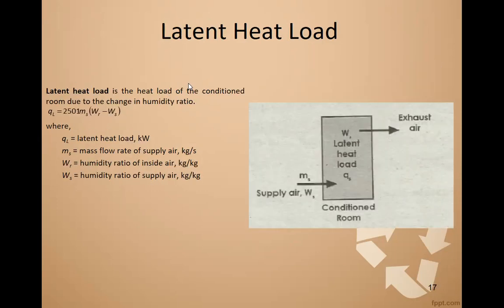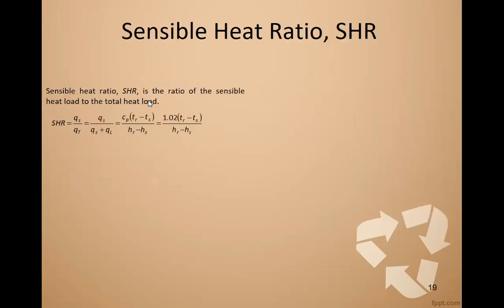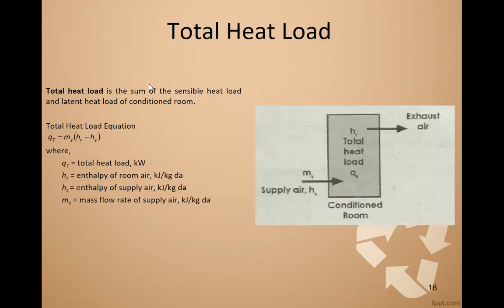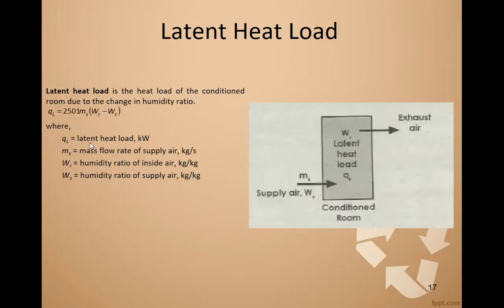QL is equal to Q minus QS, where Q is the total, QT. It will not balance. The total heat load is the sum of the sensible heat load and latent heat load of the conditioned room. So the total heat load equation is QT equal to MS times the enthalpy difference. Here it will balance. So if you want the exact MS, and you have the value of QL and Q, then Q minus QL is QS.